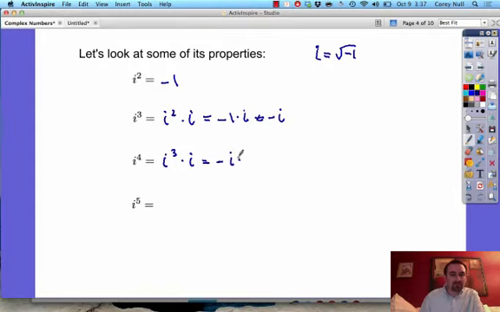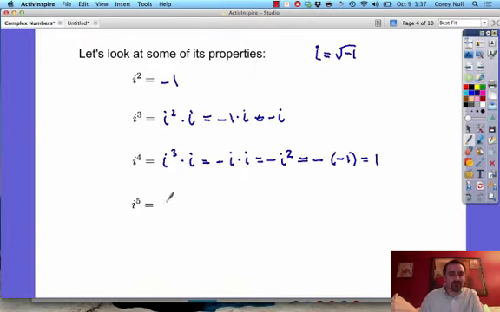And I still have this i here. So this is negative i squared. But wait a minute, i squared is negative 1. So this is negative negative 1. This negative is right here. So negative negative 1 is 1. Okay, so i to the fourth is equal to 1.